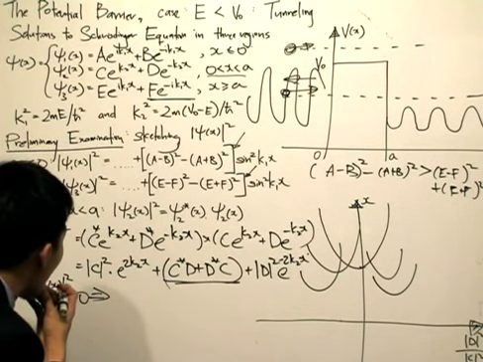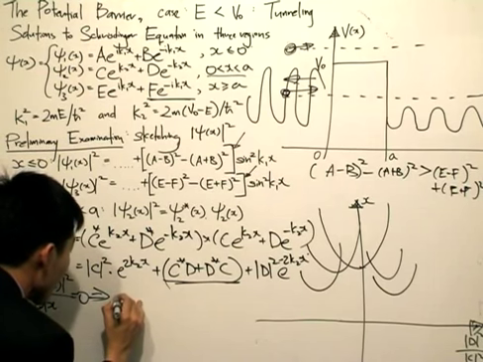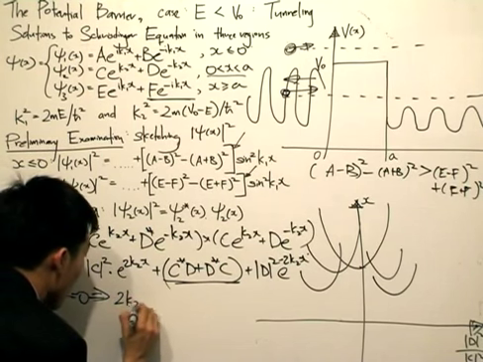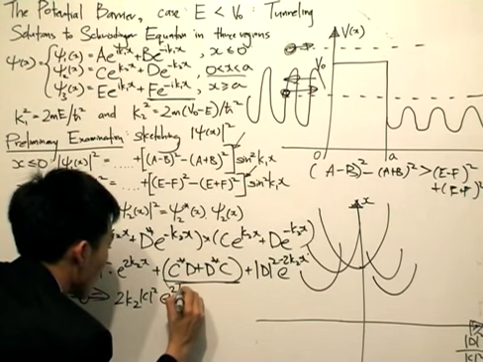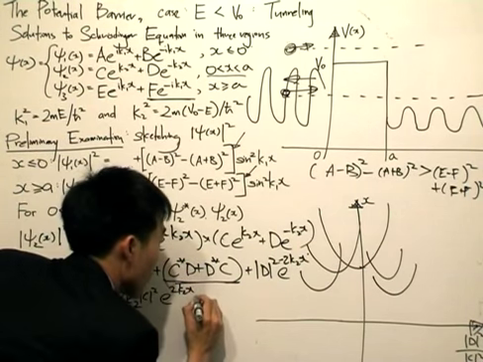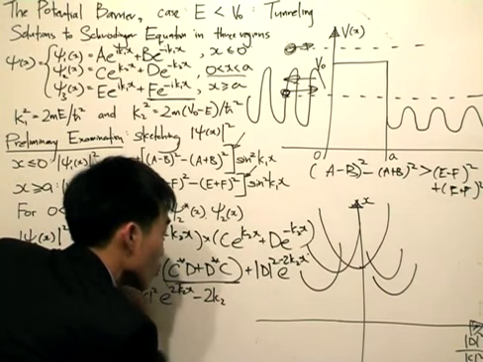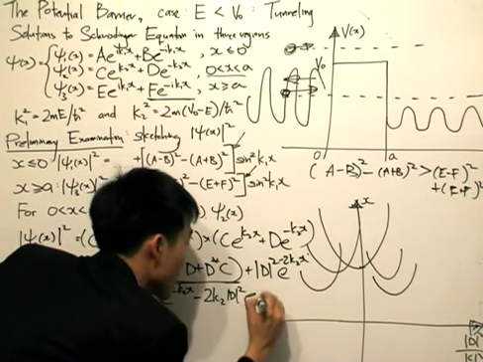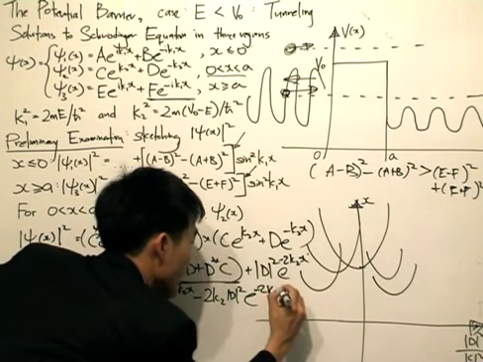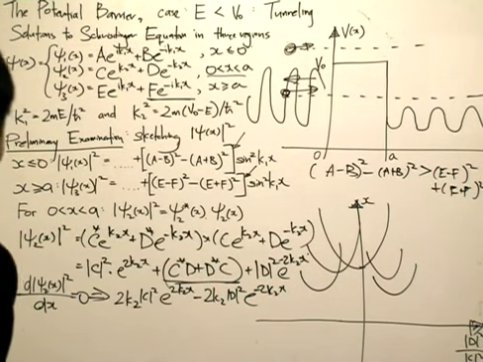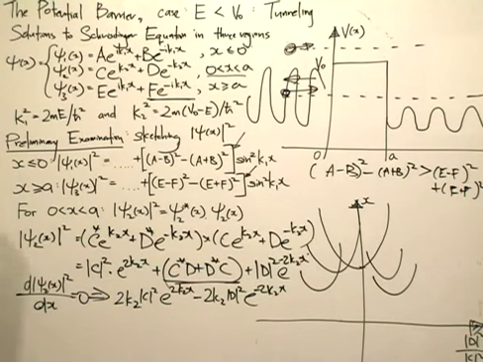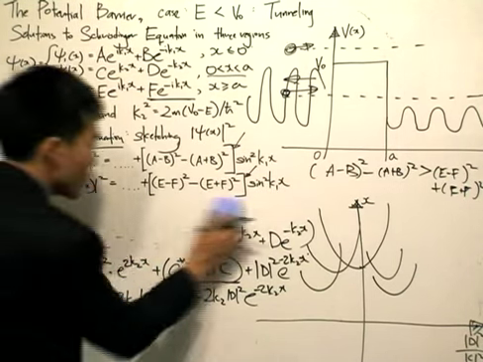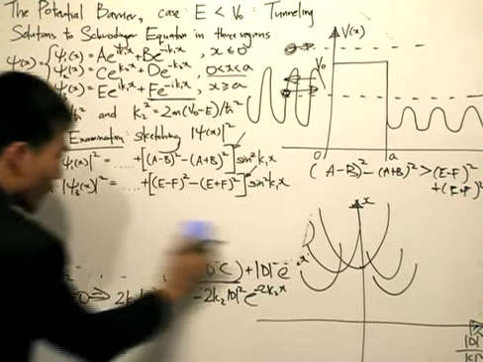So what we have is 2k2 magnitude of c squared e to the 2k2x, and we'll have a minus 2k2 magnitude of d squared e to the minus 2k2x. And then we want to equate this to 0 and solve for x and see what we get. Let me just remove this. Remember, we are finding a way to find the minimum point.